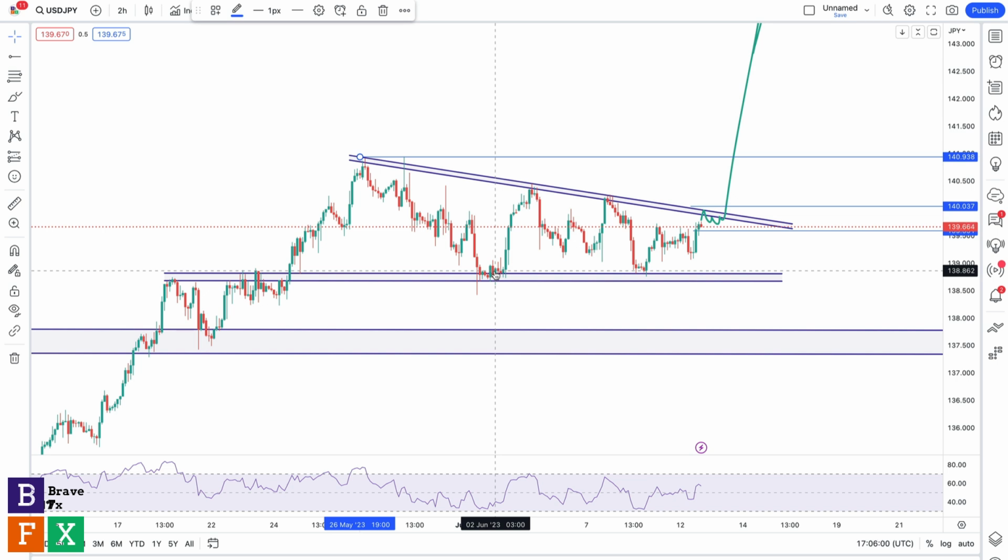I wouldn't be going short for any reason. There's no need to go short because this is clearly a bullish trend. We are currently consolidating as a bullish continuation pattern. So that's it for me briefly for this week's analysis.